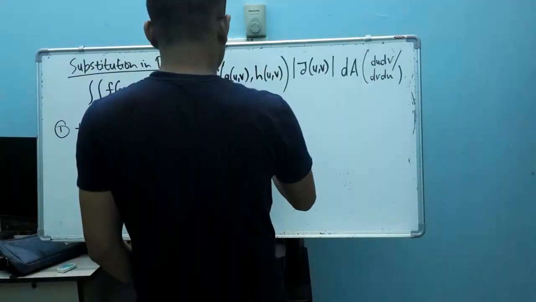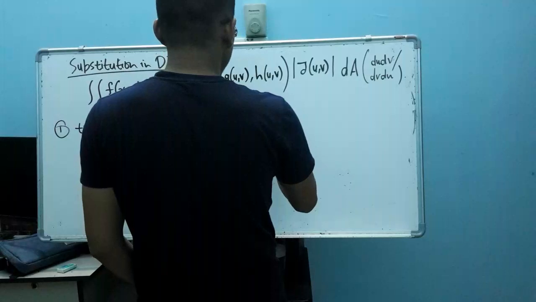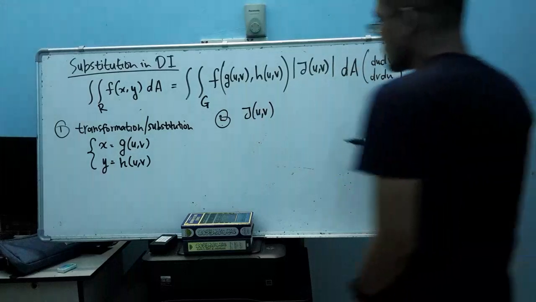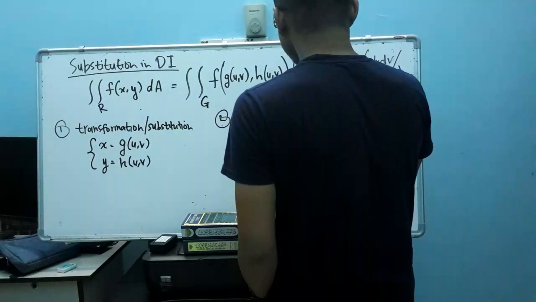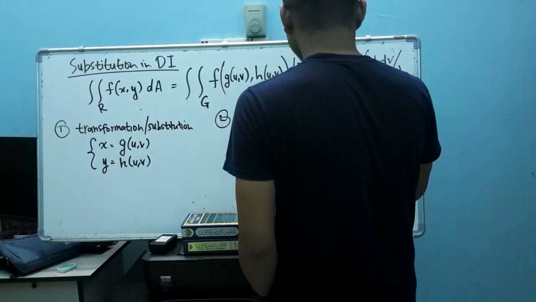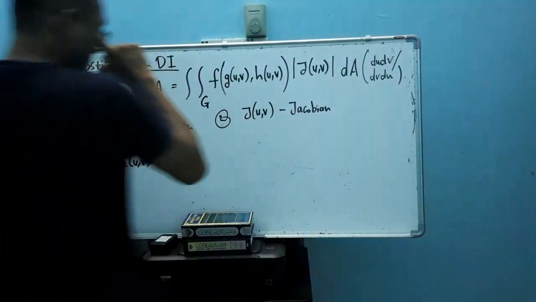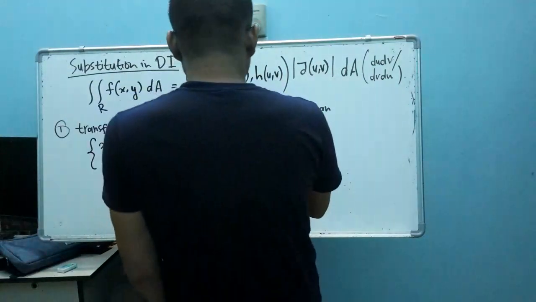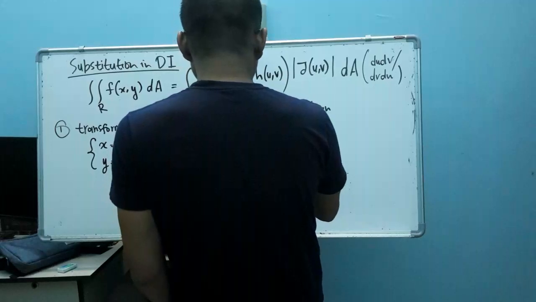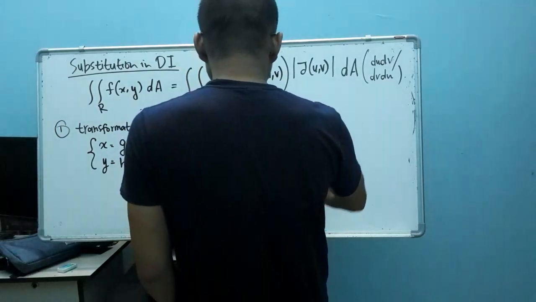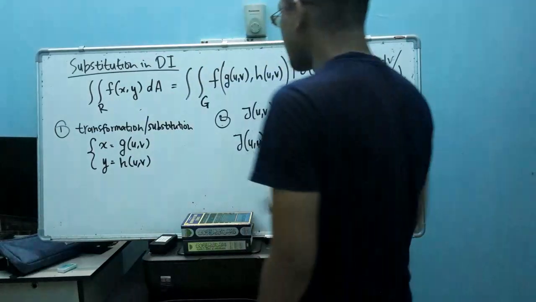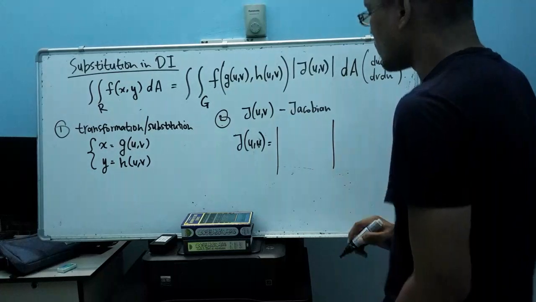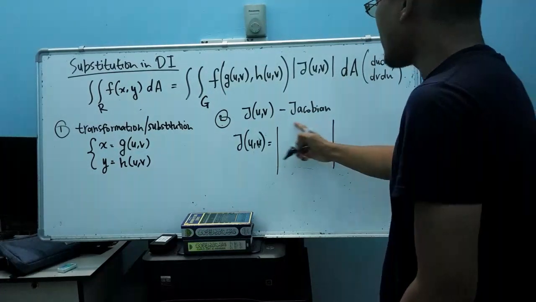J(u,v). Let's discuss J(u,v). What do we mean by J(u,v) here? This is what we call the Jacobian. By definition, J(u,v) is a determinant. So I will have a determinant here, but what are the elements of this determinant?